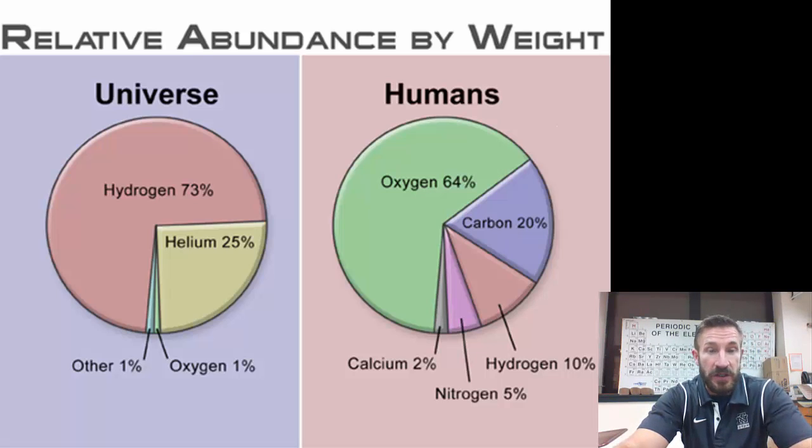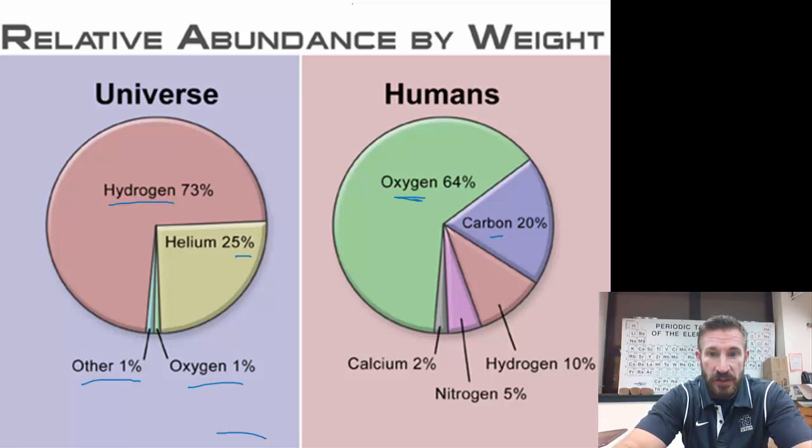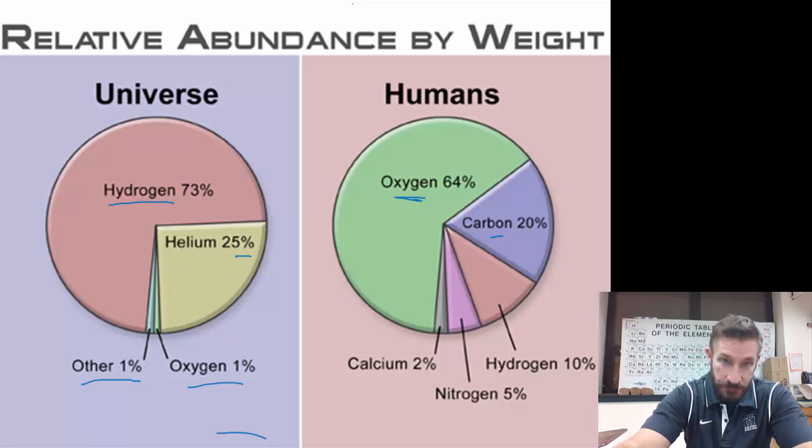Now here's another one comparing the universe. Now we see the universe much different. We have a high abundance of hydrogen. So hydrogen is number 1 in the universe, then helium. Then next we have oxygen. And then all others are 1%. Notice how different that is from humans, which are oxygen, then carbon, then hydrogen, then nitrogen.